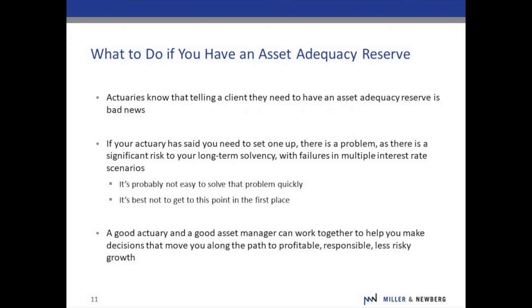So what do you need to do if you have been told by your actuary that you need to have an asset adequacy reserve? Well, first of all, if your actuary has said you need to have an asset adequacy reserve, it is a serious matter, because actuaries know that telling a client they need to have an asset adequacy reserve, that's bad news. And so if the actuary feels compelled based on everything they've seen in their analysis to tell you that you need to have an asset adequacy reserve, the reality is, yes, you have a problem.